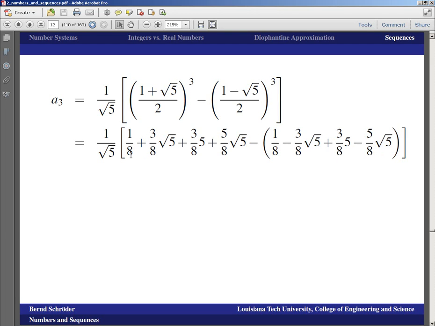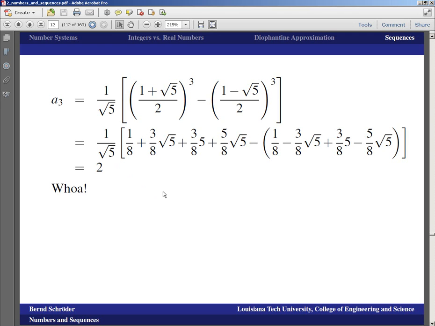And now we look at cancellations again. Well, we've got a 1/8, that goes away. We've got 3/8 times 5, whatever that is, it goes away. We've got 3/8 root 5 minus 3/8 root 5, so that would be 6/8 root 5, or 3/4 root 5. We've got 5/8 root 5 minus negative 5/8 root 5, so that would be 10/8 root 5, which is 5/4 root 5. Well, 5/4 root 5 from here plus 3/4 root 5 from here is 8/4 root 5. And 8/4, of course, is 2. So that's 2 times root 5 divided by root 5, and that ends up being 2.